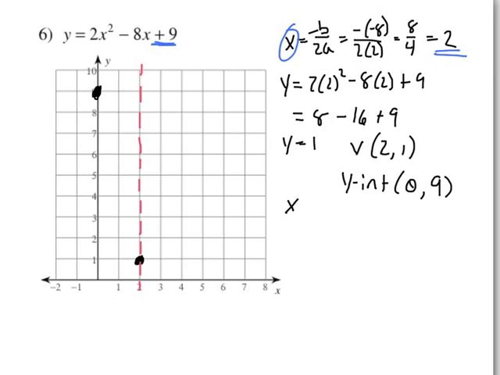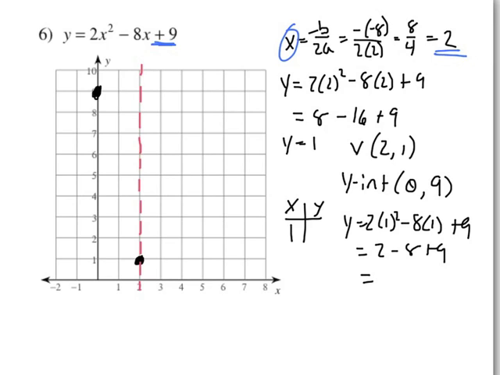So we plot a little t-chart when x equals 1. So y equals 2 times 1 squared minus 8 times 1 plus 9, which is 2 minus 8 plus 9, which is 3. So when x is 1, y is 3. There's our other point we needed. Mirror the 2 points we have on the left side over to the right side. And then draw your parabola.